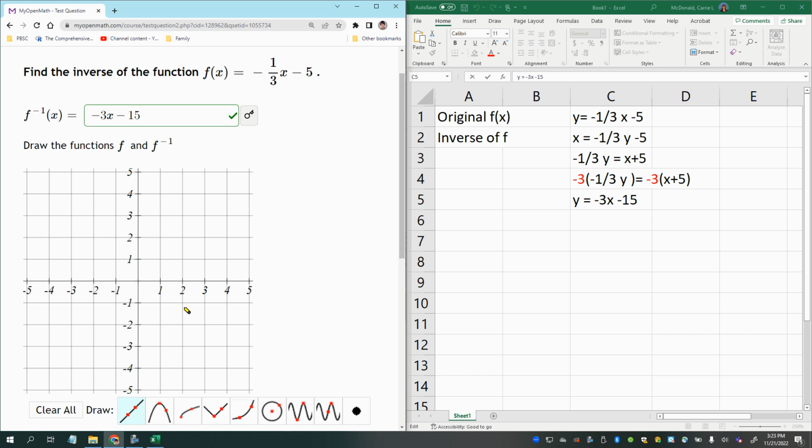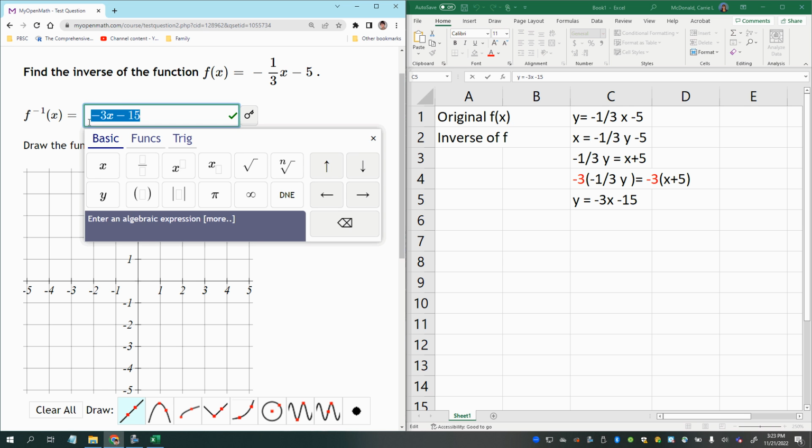All right, so that's the first step. The next step is to draw both f, the original function that they gave us up here, and the new inverse together.